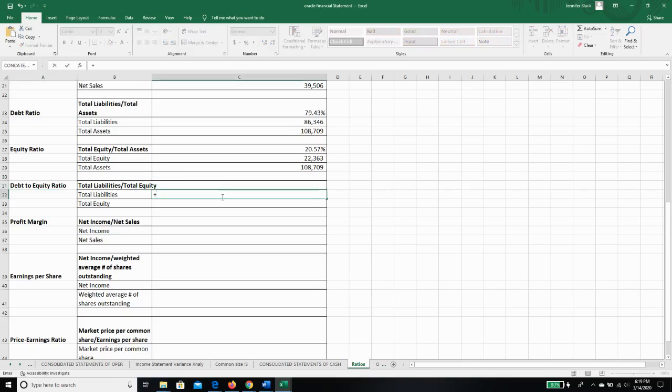So our total liabilities were 86,346. Our total equity, 22,363. And when I take my liabilities and divide them by my equity, I end up with 3.86. I'm just going to make this a number. 3.86. That means I have 3.86 times as much liability as I do equity, or almost 4 times as much liabilities as I do equity. Again, this seems like a lot of liability, but there may be a good reason for it, and I may talk about that in another video.